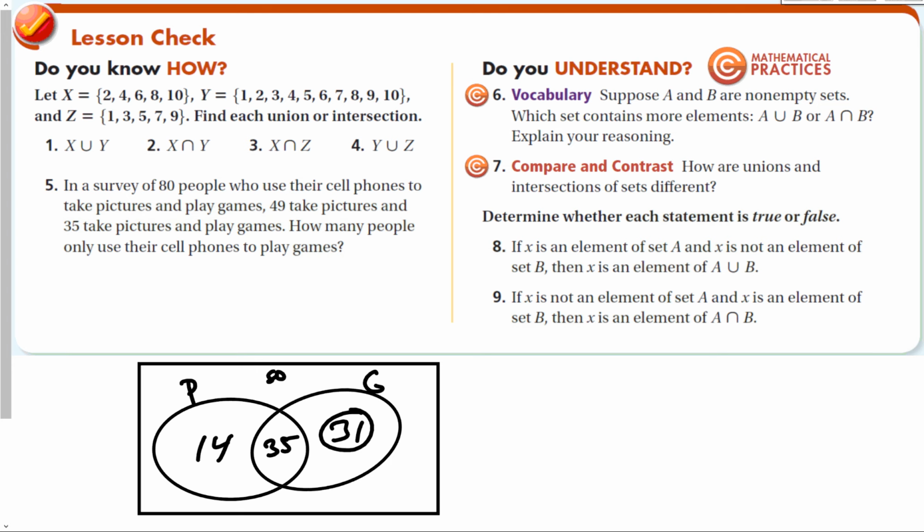And finally, true or false, if X is an element of set A and X is not an element of set B, then X is an element of A union B. That is true, because union, that means you're going to put them together. If X is not an element of A and X is an element of B, then it's in the intersection. That is false, because in order to be in the intersection, you have to be in both sets. Okay? So that's 3-8, union and intersection of sets.